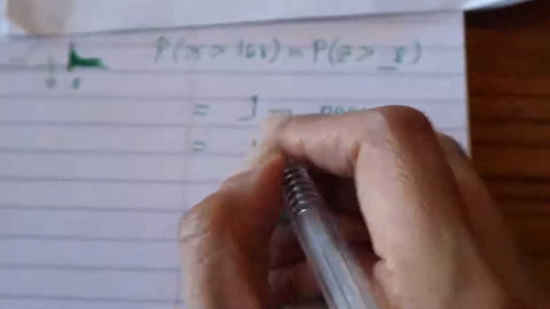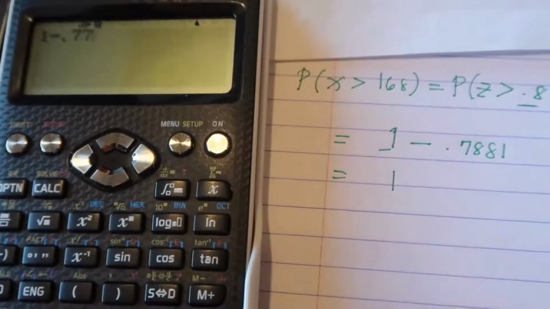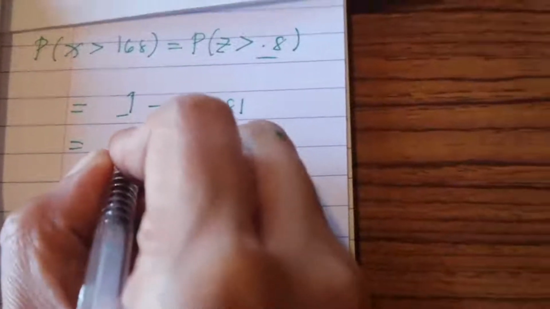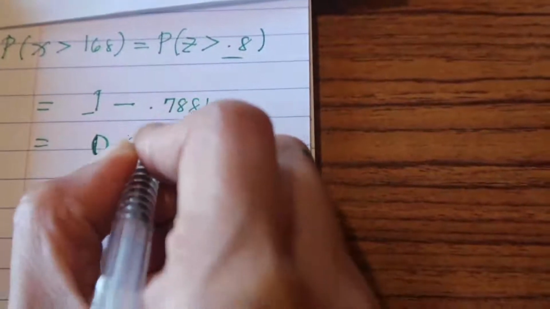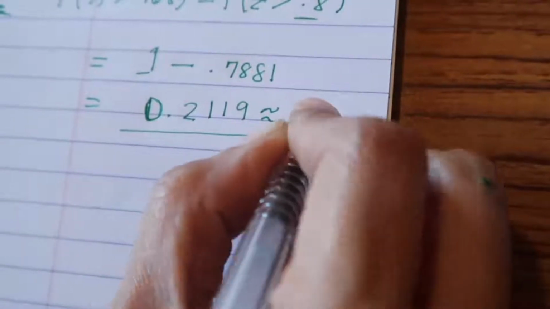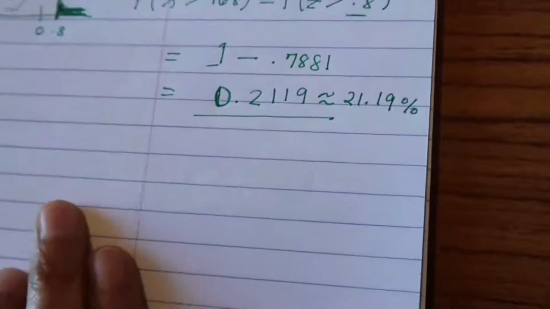0.8, this one. So that will be 0.7881. So that will be 1 minus 0.7881. So that will be 0.2119. That's it. Okay? Okay, letter C. Any more questions? 0.2119, or the equivalent in percentage, is 21.19%.